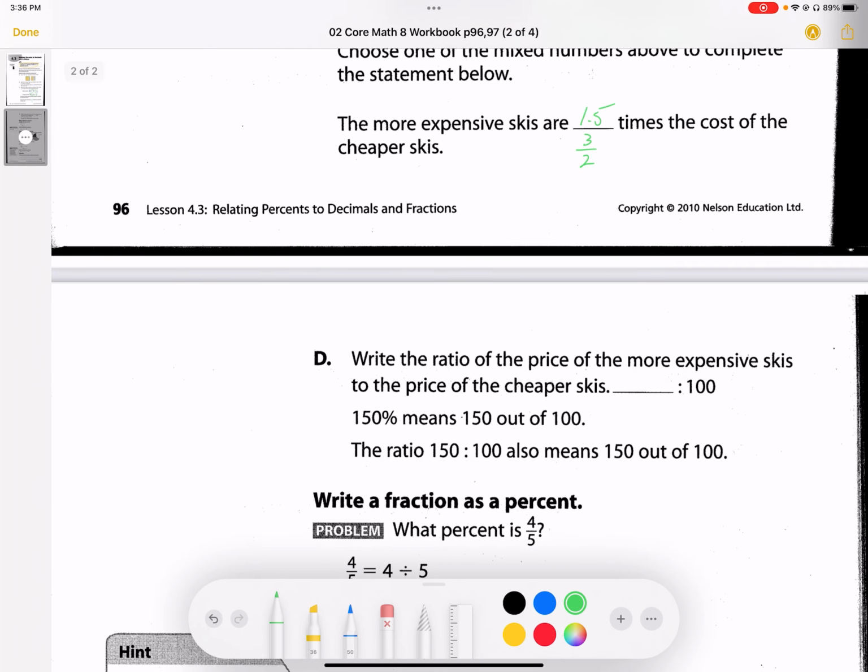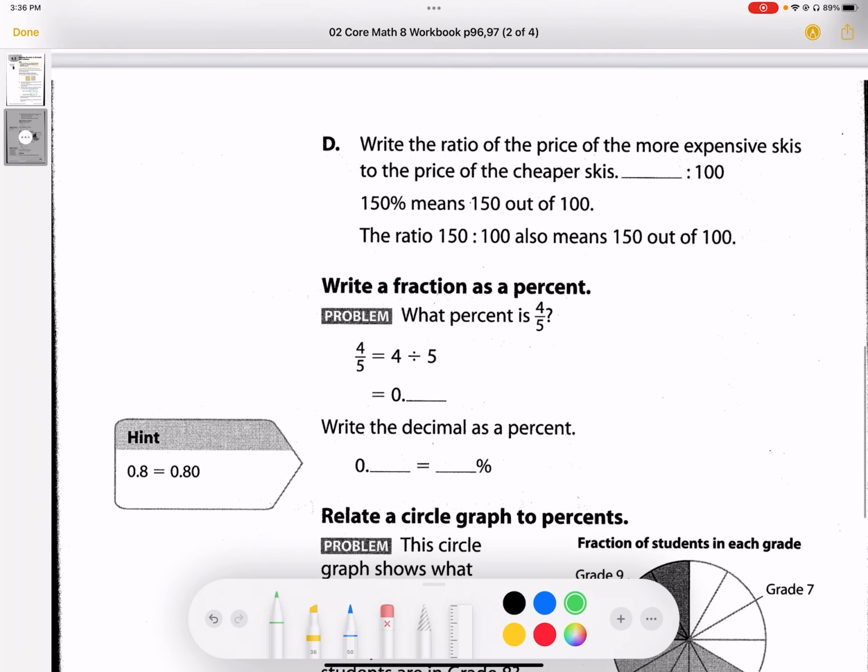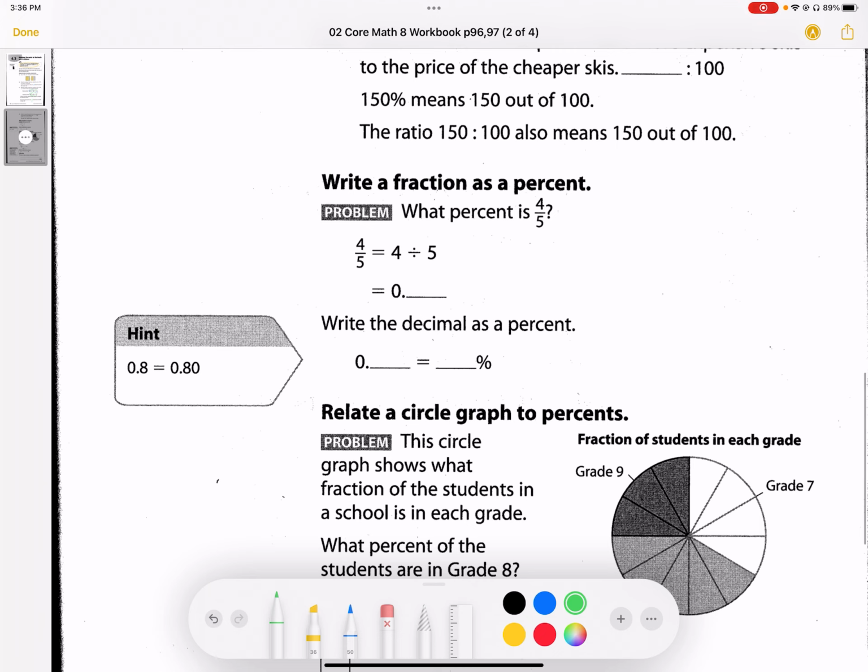So we want to then do this with ratios, and we also want to convert fractions into percent. So we did this in the notes. We're converting a fraction into percent. What we want to do is divide. We're going to divide 4 divided by 5, and we get the decimal 0.8.